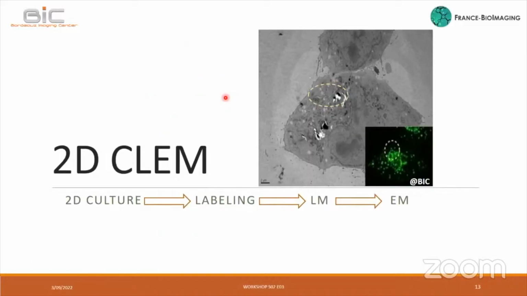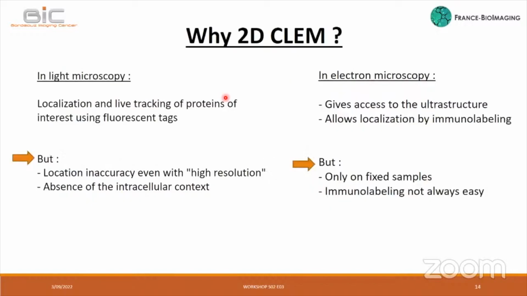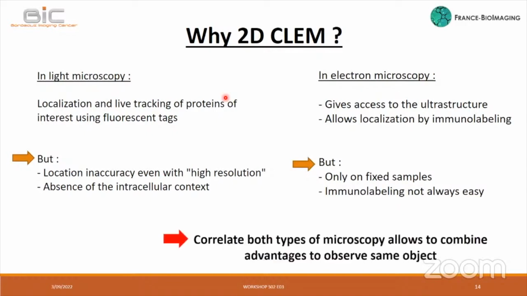Hello, everybody. So I'm going to speak about 2D CLEM and why we use it, and how technically we proceed to do that, showing you some applications treated on the platform. So the idea of correlative microscopy is to use light microscopy and electron microscopy to combine the advantages of both techniques and allow us to observe the same object or the same event using a tracking system.